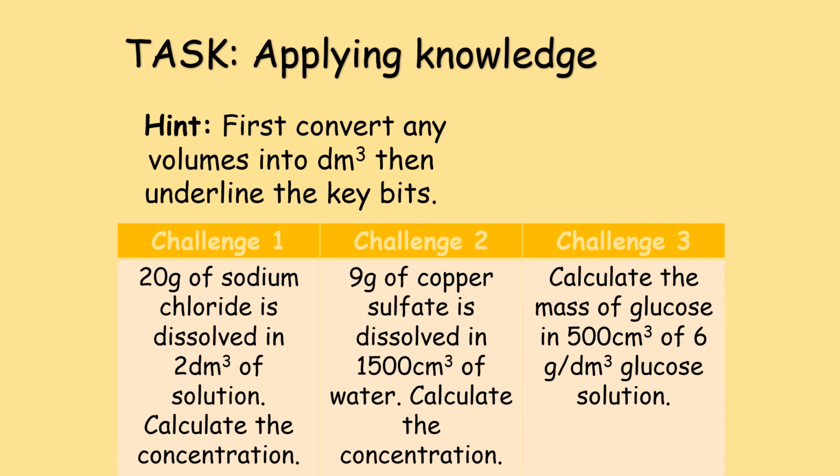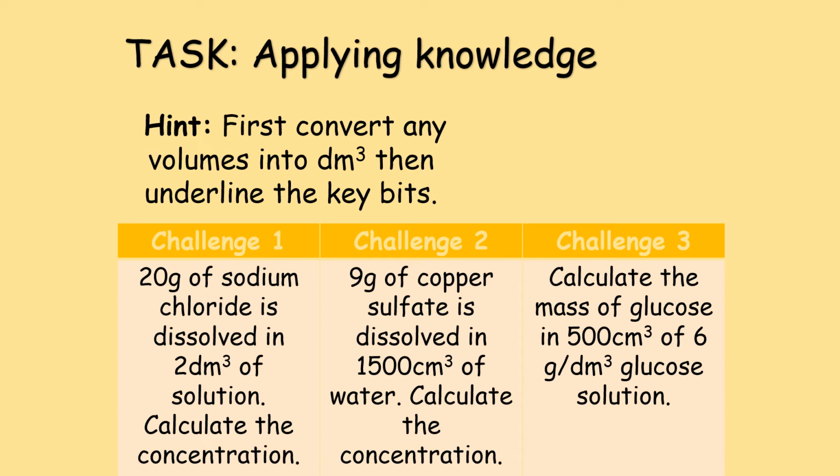Okay, so our last challenge then, we're going to have to do some rearranging here. It says calculate the mass of glucose in 500 centimeters cubed of 6 grams per decimeter cubed glucose solution. Well, the first thing to notice, of course, is that 500 centimeters cubed needs converting into decimeters cubed. 500 divided by 1,000 is 0.5.